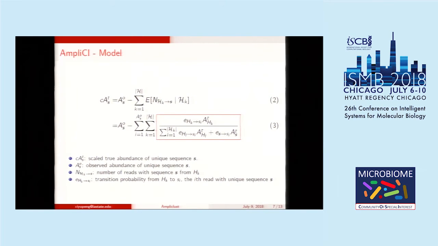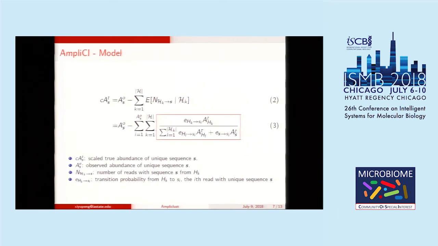Specifically, I use every read in this unique sequence sample and calculate the probability of each read being generated from a specific haplotype K. I would like to highlight this probability here. I use Bayes' rule here. It's actually the posterior probability that this read is generated from a specific group.